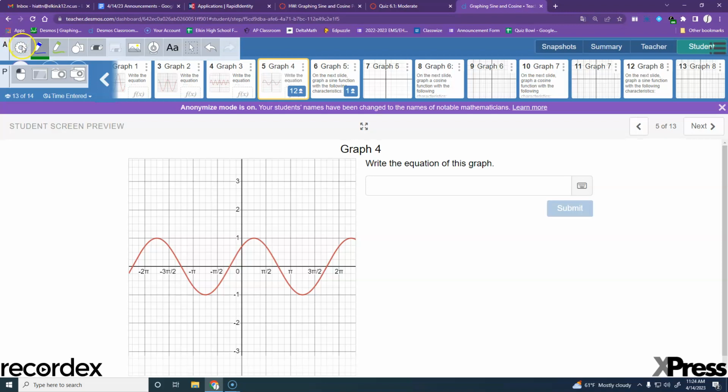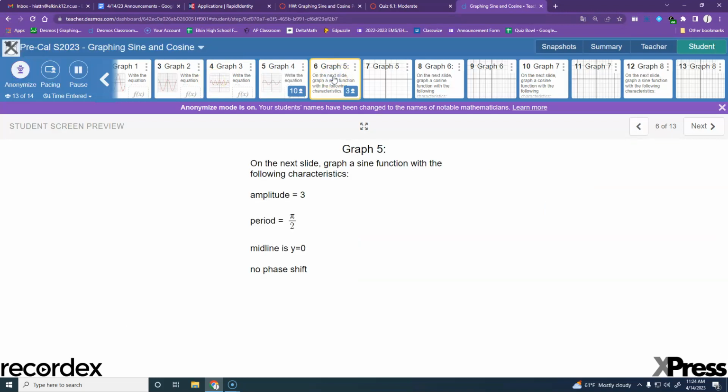All right, let's see. Okay, so I had to do this a little bit differently because it would not let me put information and a graph that you could type in on the same slide. So I'm going to leave this up on the screen. I want you to graph an equation for me that has all of these characteristics. Okay, so amplitude is 3, period is pi over 2, midline is 0, and there is no phase shift.